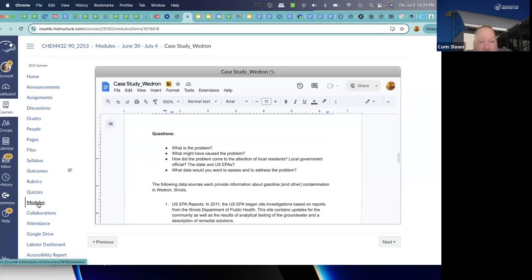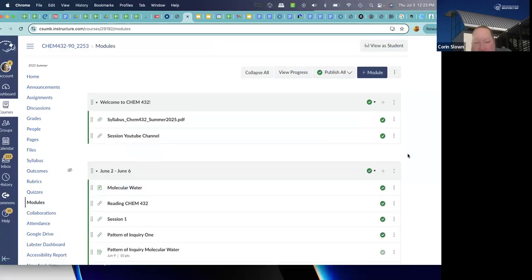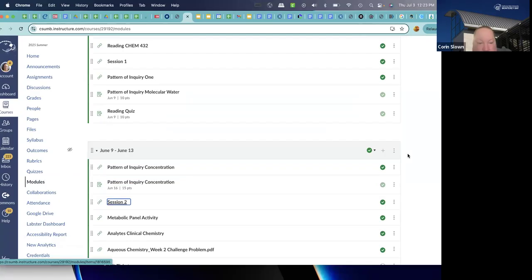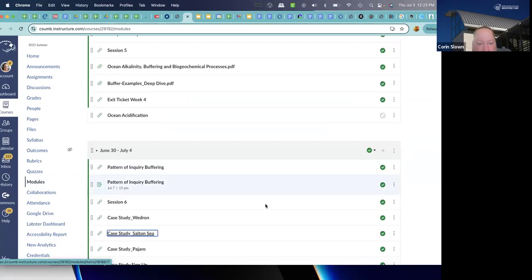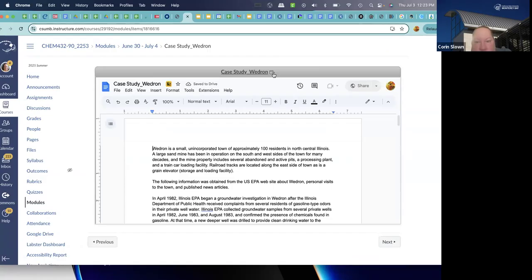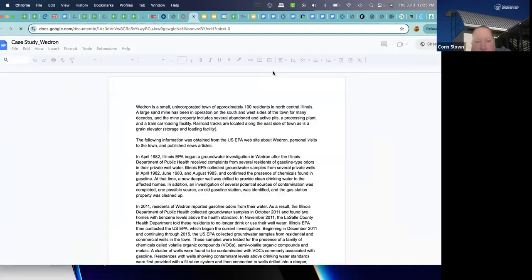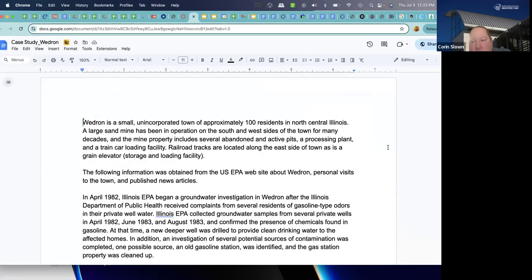I've got a couple of other examples. You had a choice of three to choose from, so I'm going to go there and we're going to take a look. The first one that we had was Weedron. Let me make sure that I open this up big enough. Let's just take a moment and read a little bit about Weedron, and then we'll talk about this case study. And you have access to this on Canvas too.